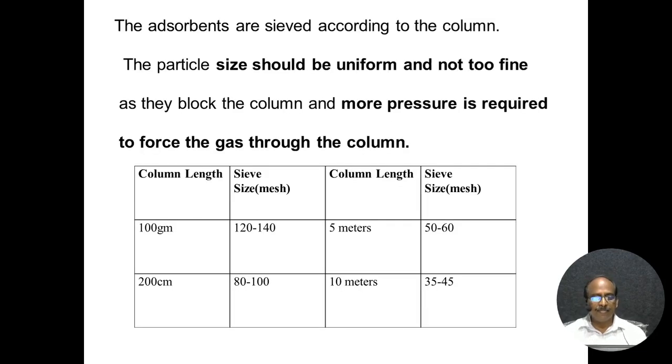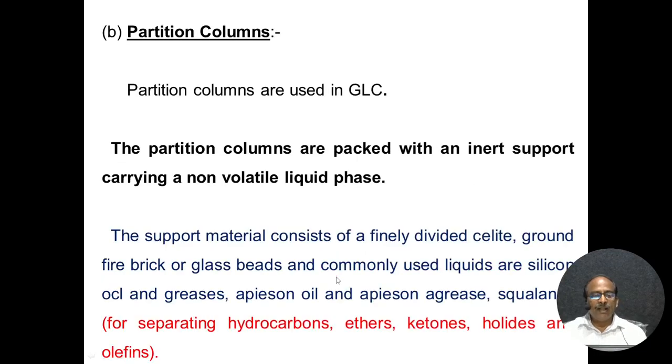That is the adsorption column. Another one is by column length: sieve size is 120 to 140 for 200 centimeters, 120 to 240 for 100 centimeters, 80 to 100 sieve size for 200 centimeters, 50 to 60 for 5 meters, and 35 to 45 for 10 meters. And then the partition columns, that is GLC, gas liquid chromatography. Partition columns are packed with an inert support carrying non-volatile liquid phases. They are used for separating hydrocarbons, ethers, ketones, halides, and olefins.